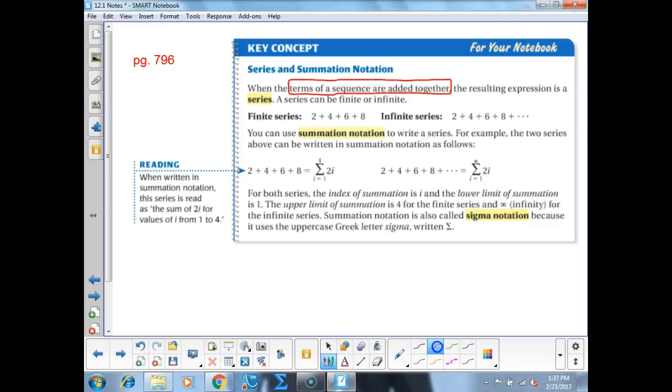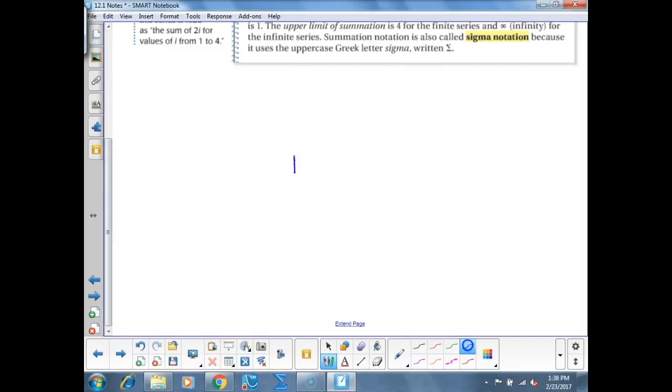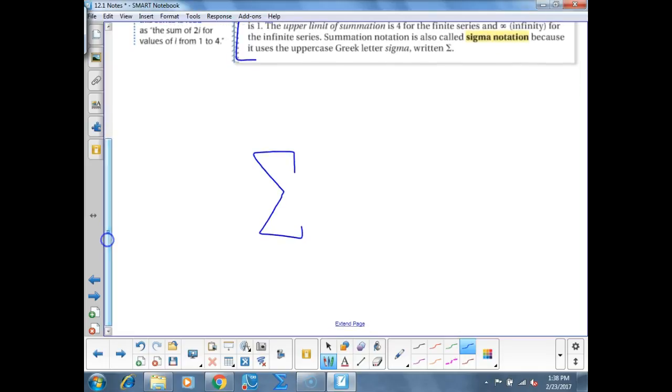Add up all the terms. Now, there is something out there called sigma notation. Sigma notation uses the Greek letter sigma. And then this paragraph right in here talks all about what I'm about to talk about. So the sigma notation stands for sum.